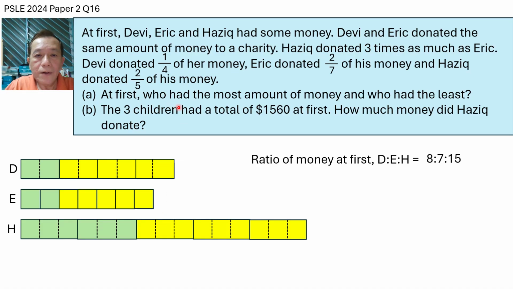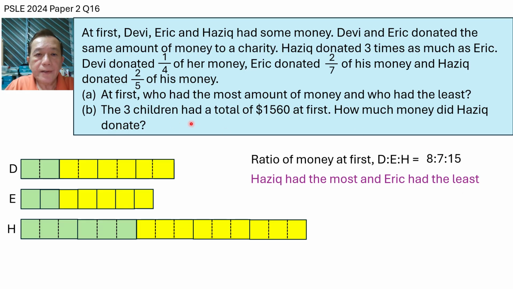At first, who had the most amount of money and who had the least? The most 15 and the least 7. So Haziq had the most and Eric had the least.